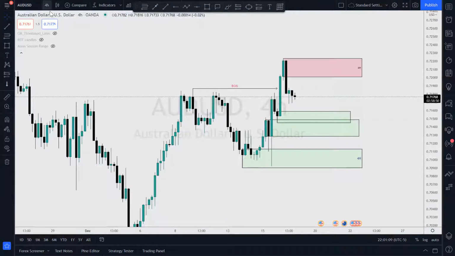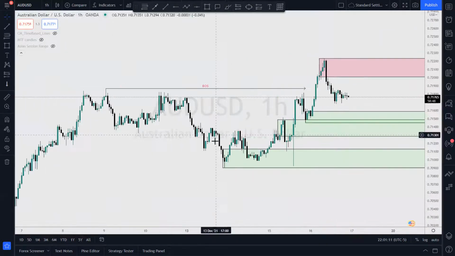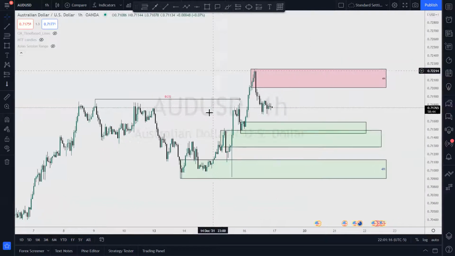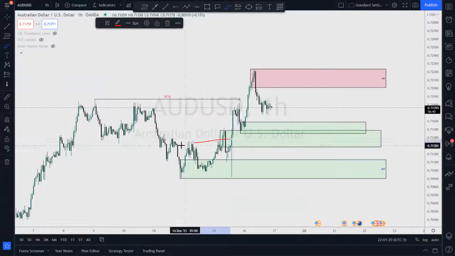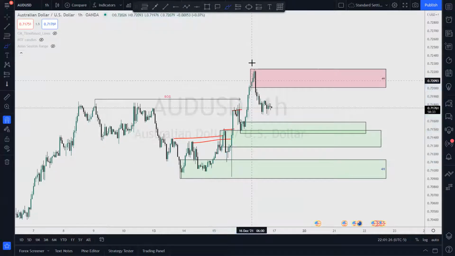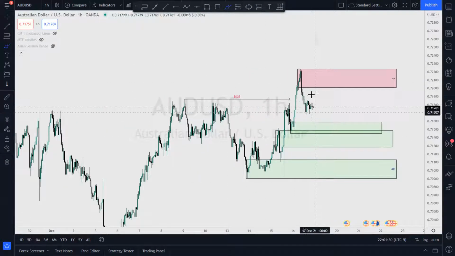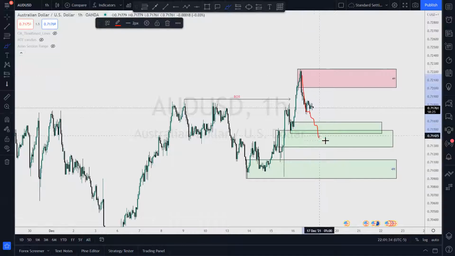Now I want to go to the lower time frame, see what the price action might reveal. You see how price is breaking these swing highs here, showing that bullish momentum. So I'm looking for price to kind of correct this move to a degree and up.